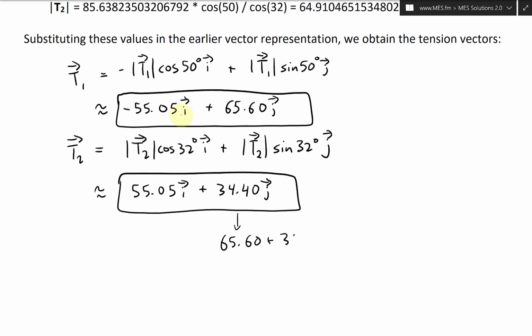665.60 plus 34.40 is equal to 100. Because you have 60 plus 40 as an extra 1, so 66 plus 34 is 100. So yes, that is 100.